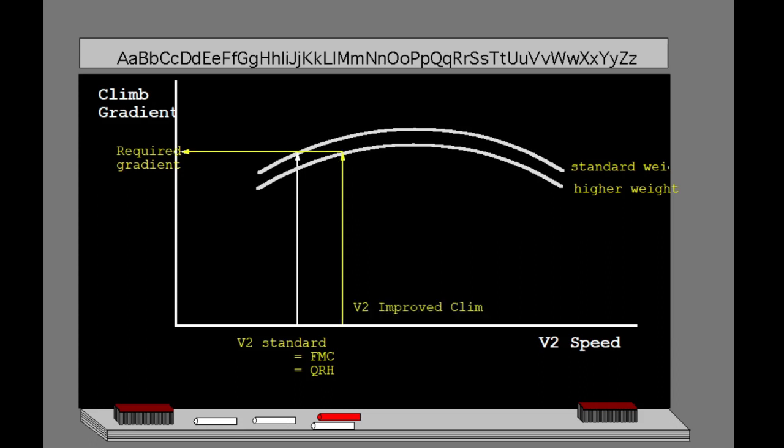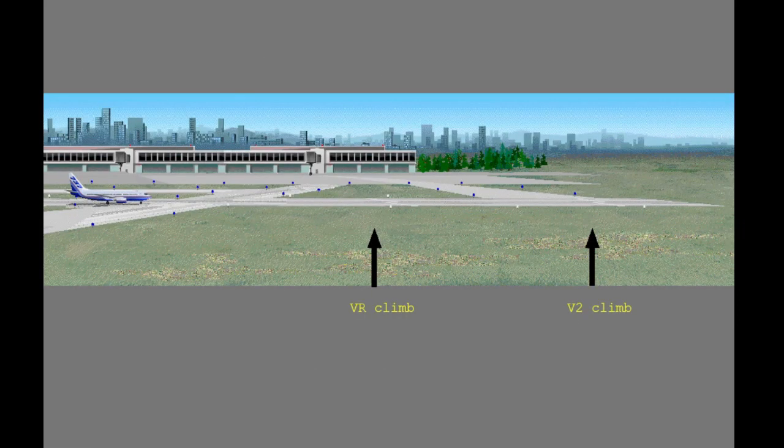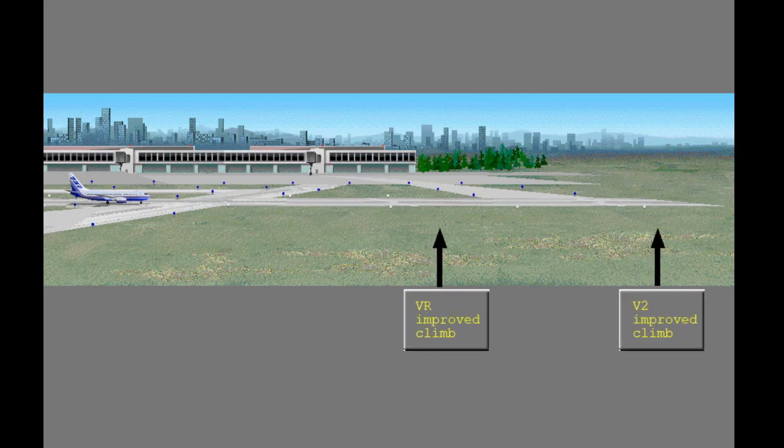The maximum weight increase occurs when the FAR field length equals the available runway. To achieve the higher V2, the rotation speed, VR, must be increased. Because of the increased weight, the V1 speed must be increased to ensure that if an engine fails at the critical speed, the airplane has sufficient speed to continue the takeoff.